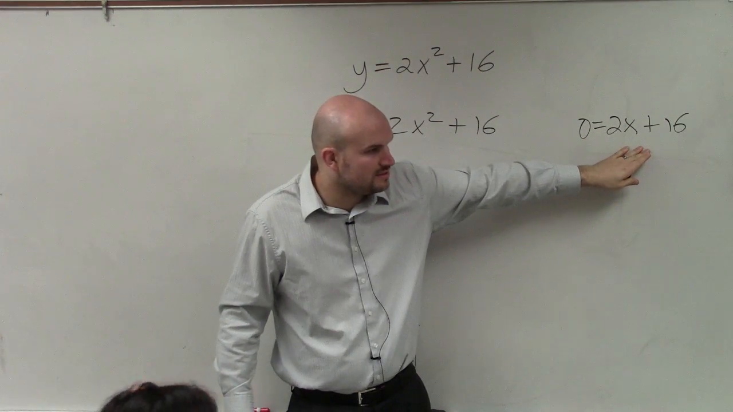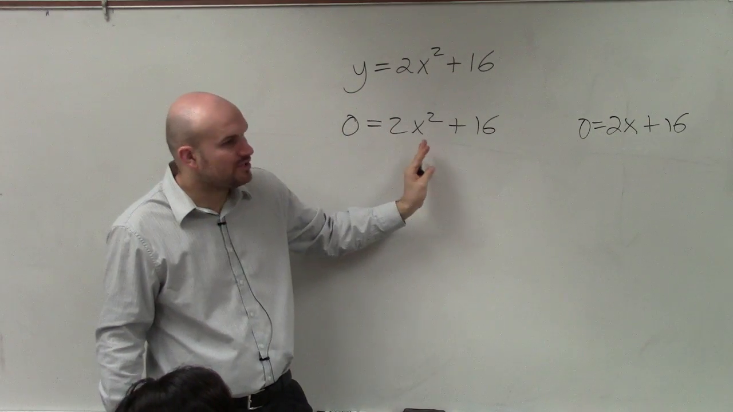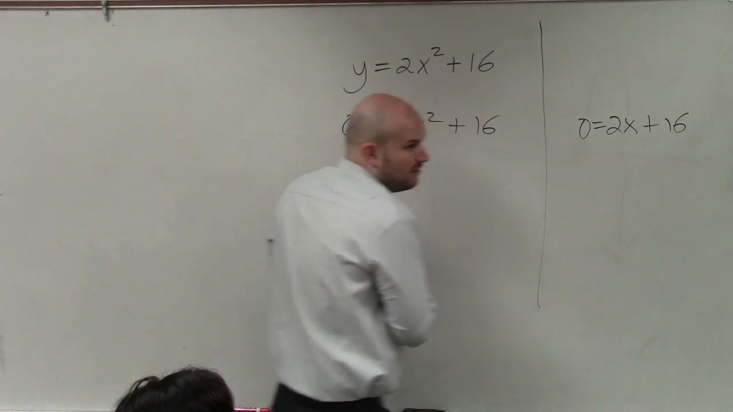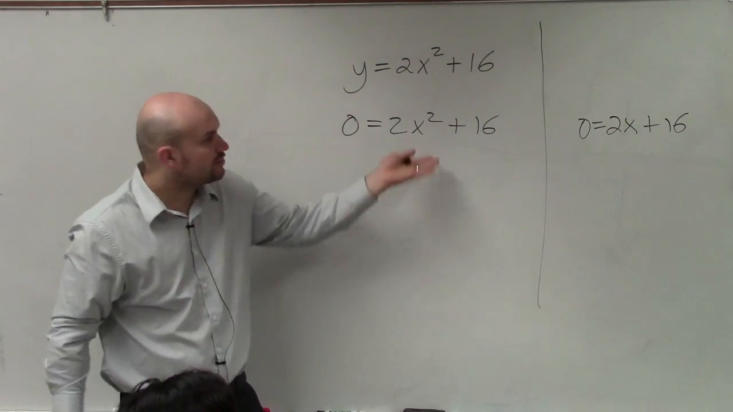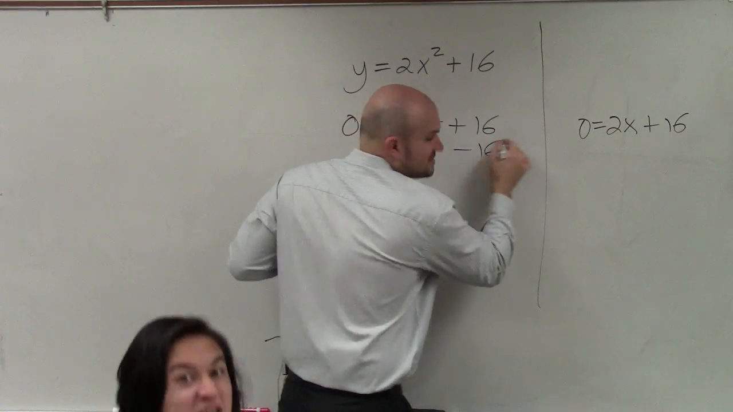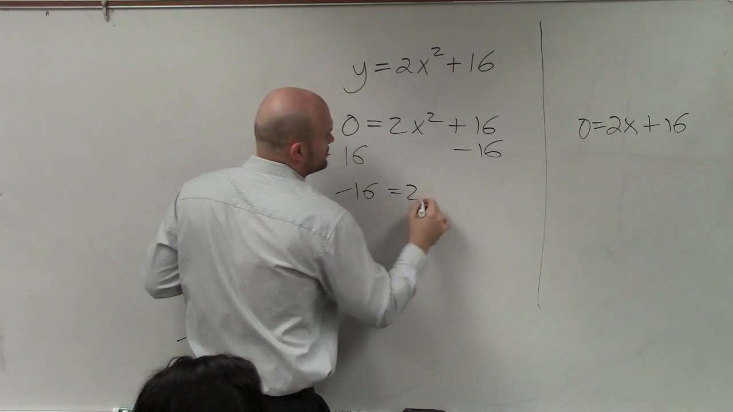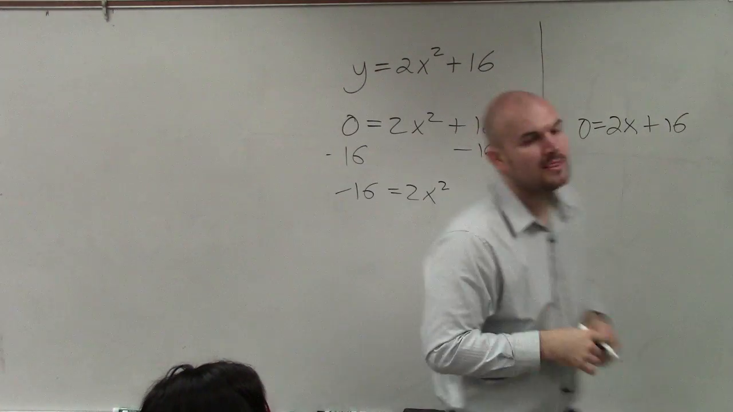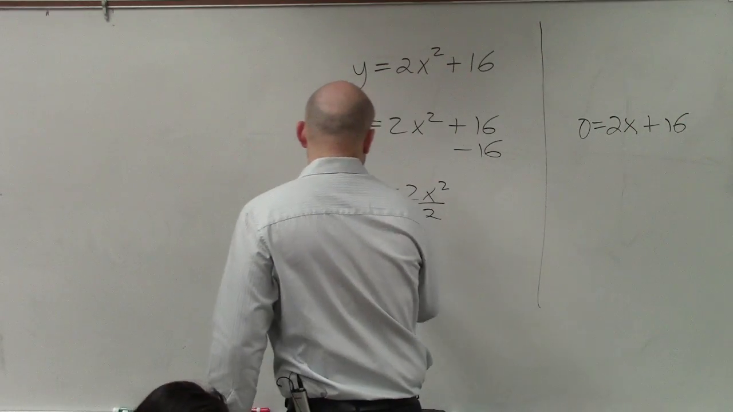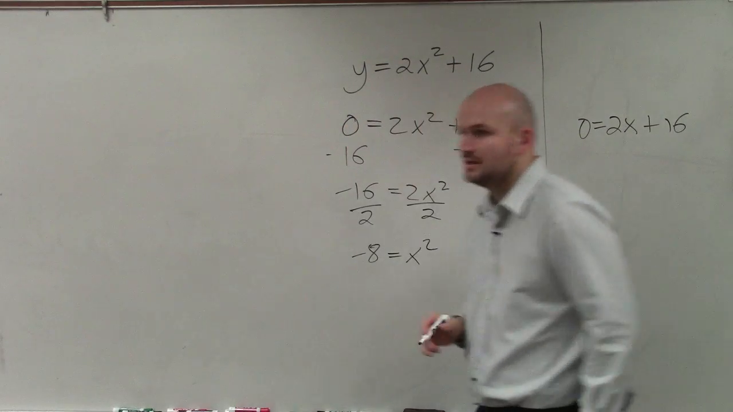Could you solve this? What happened to the x? I'm not changing the problem. I'm just saying, if I gave you this, could you solve that? Yeah. OK. You're going to do the same thing over here. Since there's only one term, subtract 16, just like Jason asked, equals 2x squared. Then you're going to divide by 2. And you have negative 8 equals x squared.